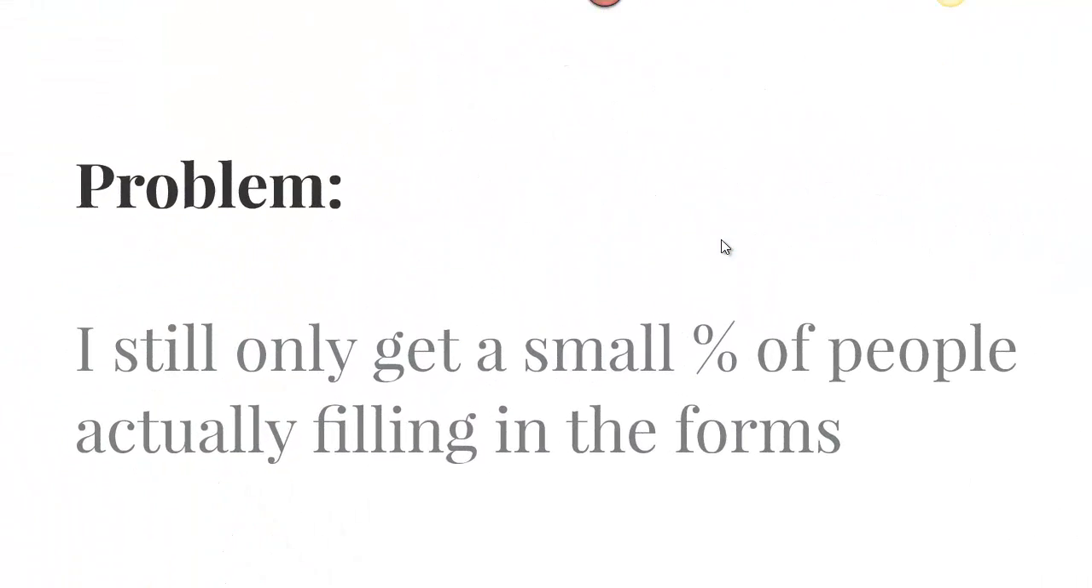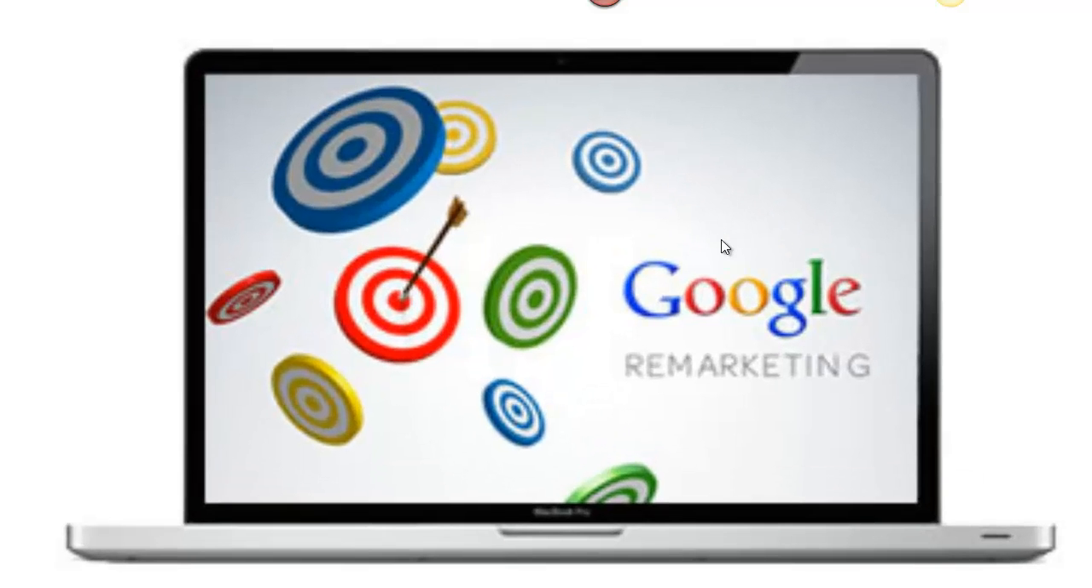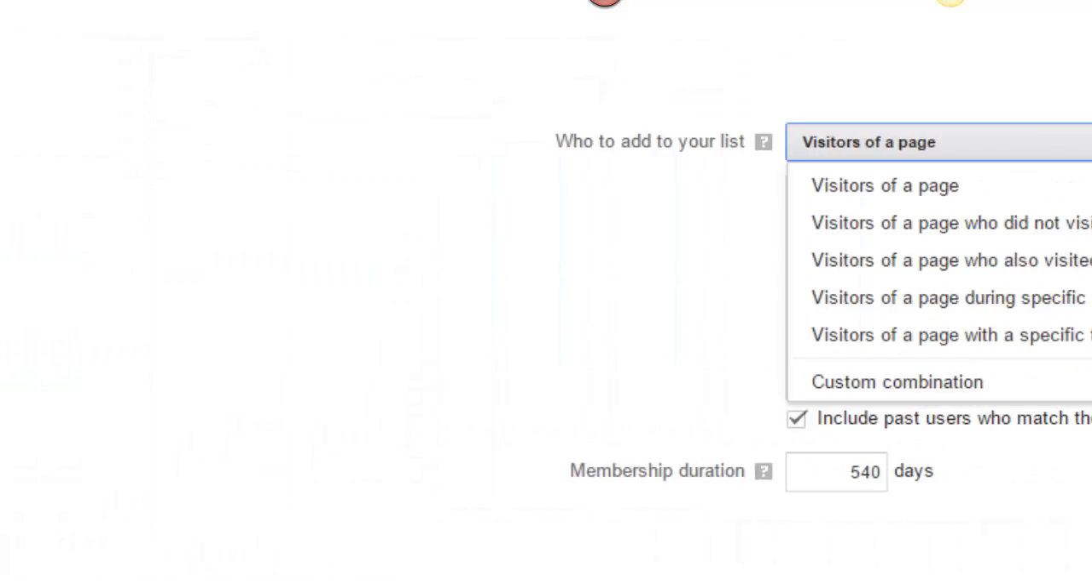So another problem. I still only get a small percentage of people who actually fill in the forms. Okay, well, if that's the case, you can use Google remarketing. If you Google search Google remarketing, that will share with you a little more about how it works, but I'll tell you right now. You can say, if a person comes to my website, tag them so that I can market to them in the future. So let's take that a little deeper.